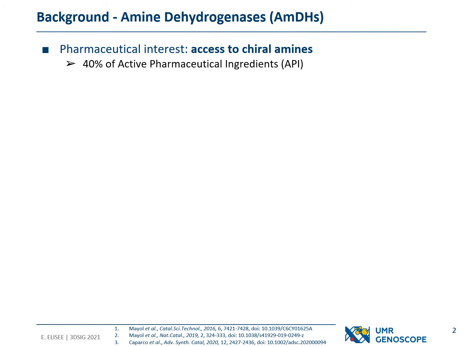As an introduction, one of the main current pharmaceutical interests is the access to chiral amines, which compose about 40% of the active pharmaceutical ingredients. There are many biocatalytic ways to obtain chiral amines, but our team is mainly interested in native amine dehydrogenases, which I will later call AmDH in this presentation.